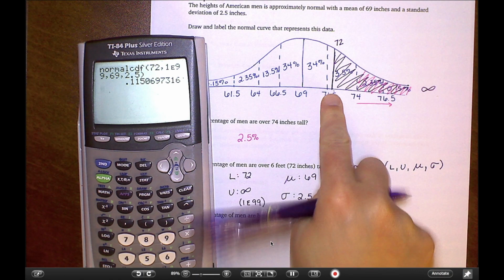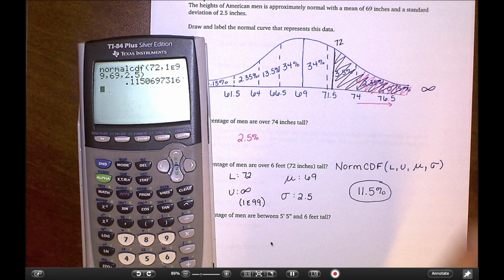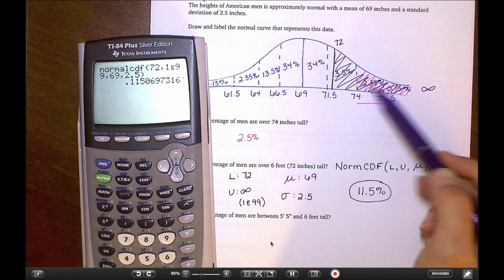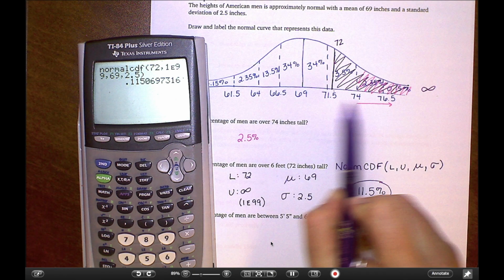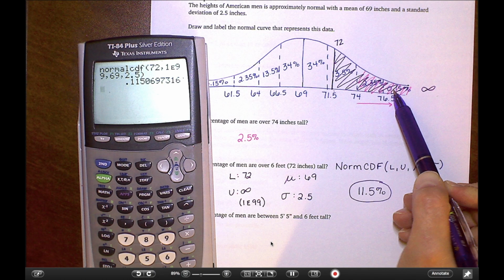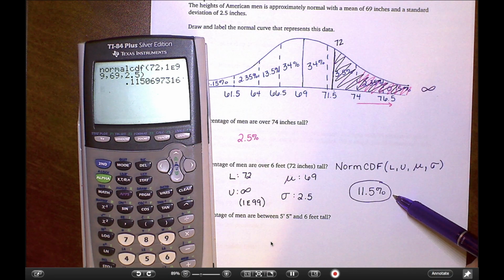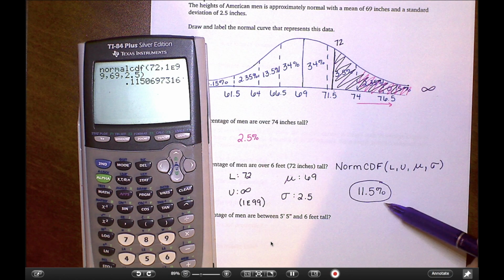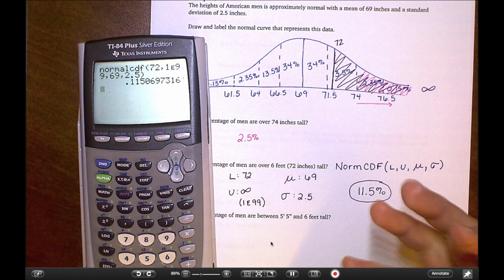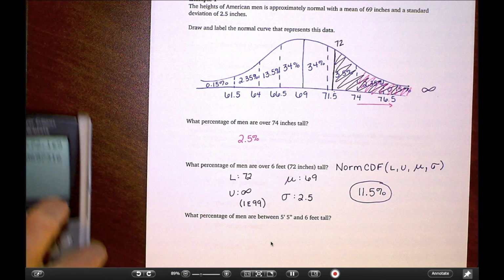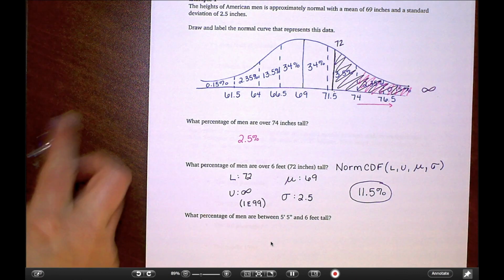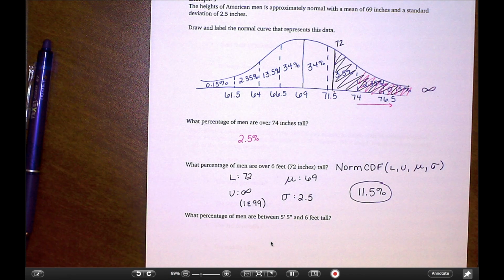are above 72 inches. I like to draw the normal curve still, just to get an idea of what kind of area I'm looking for, because if my line was way over here, and I was shading this way, and I got an answer like 11.5%, I would know that answer didn't really make sense. So I like to still have a visual. All right, so let's try our next one here.